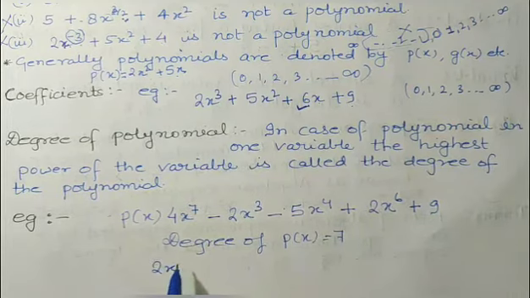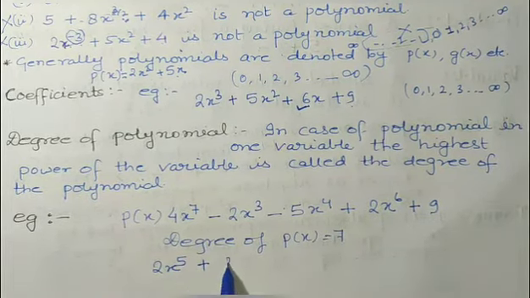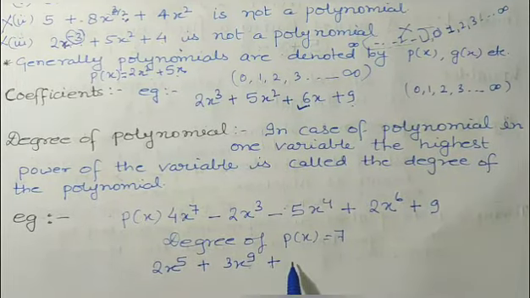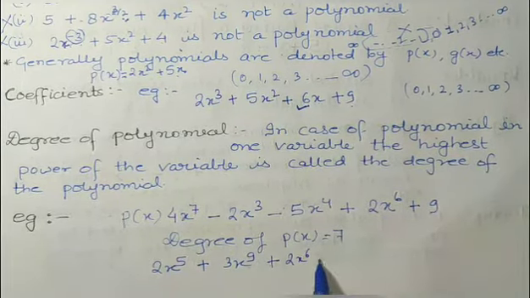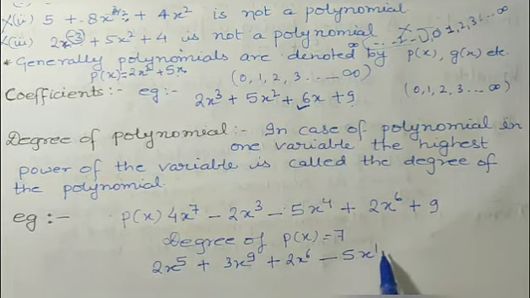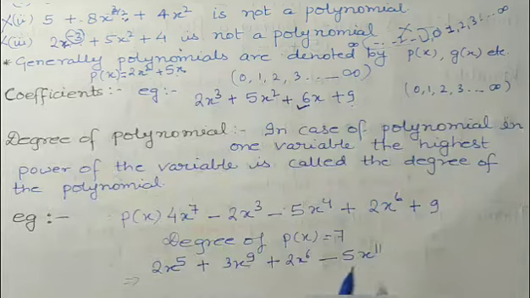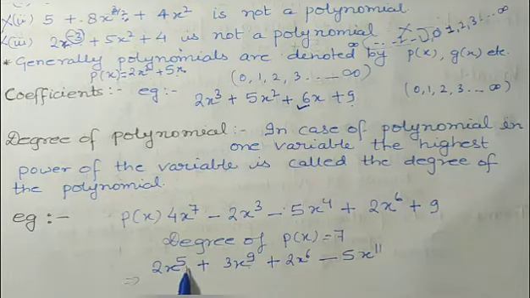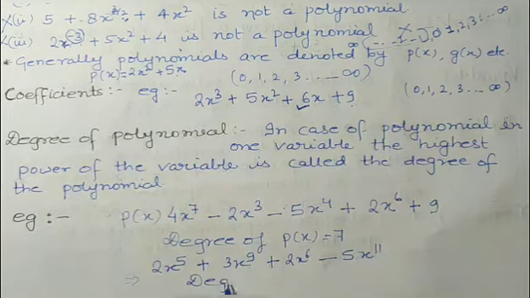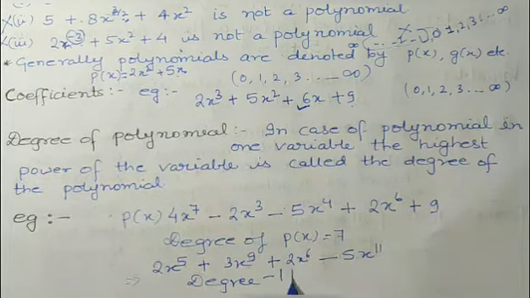Suppose 2x to the power 5 plus 3x to the power 9 plus 2x to the power 6 minus 5x to the power 11. So what will be the degree of the polynomial? You have to observe the polynomial, wherever the maximum power of x is there, that will be the degree of the polynomial. So see, here it is 11, 6, 9 and 5, so the maximum is 11, so its degree will be 11.